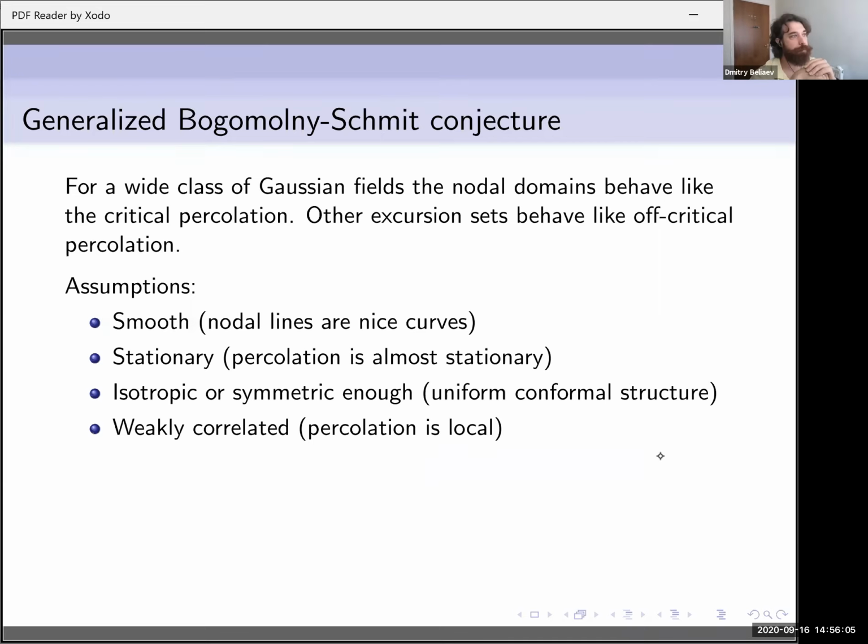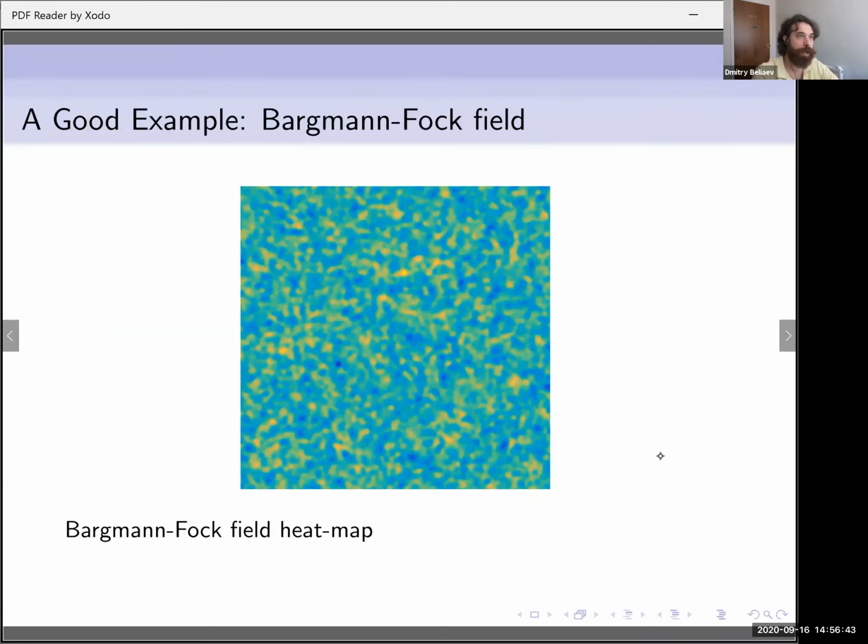So what I believe, and I call it the generalized Bogomolny-Schmidt conjecture, is the following statement: if you take a two-dimensional stationary, smooth Gaussian field, and you assume that it's sufficiently symmetric and correlations decay sufficiently fast, then nodal domains have a scaling limit, and this scaling limit behaves the same way as critical percolation. Now let me give you a few examples.